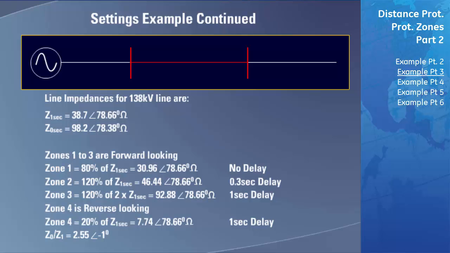The very important value we need to calculate is the zero sequence impedance over positive sequence impedance ratio. This is necessary for the ground distance elements and needs to be calculated for each zone. For this example, we will assume that all lines have the same ratio, so the zero sequence impedance over the positive sequence impedance ratio will equal 2.55 ohms at an angle of -1 degree.